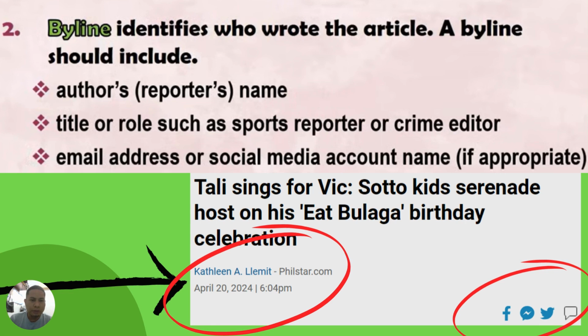So the one who wrote the news is Kathleen A. Liemet, a reporter on PhilippineStar.com. You can see the date, April 20, 2024 at 6:04 p.m. The other one in the circle is the Facebook, the Twitter, and the messenger of the reporter or the writer who happens to be Kathleen A. Liemet. So that is an example of byline. Byline means the author and the identity of the writer of the news.